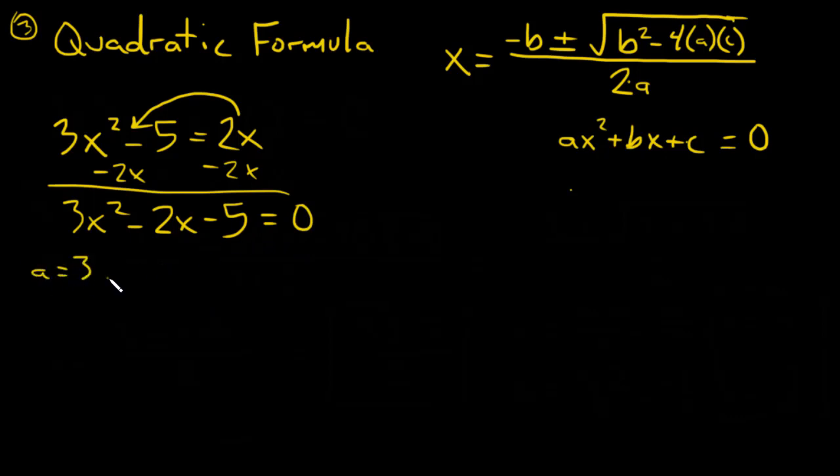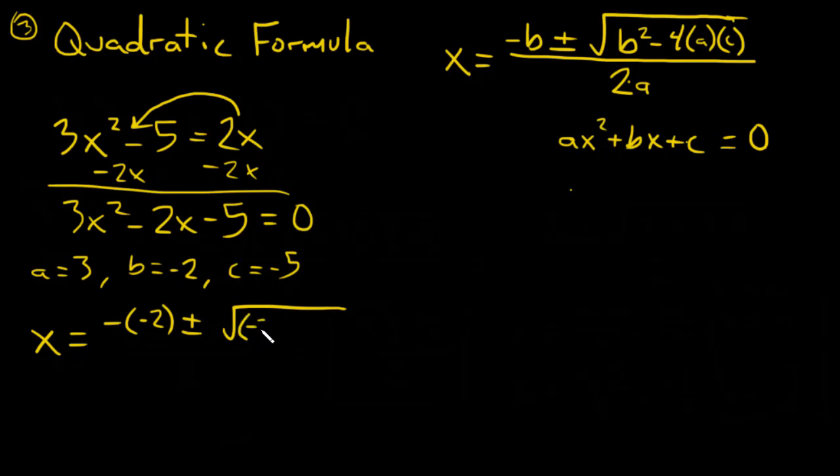A equals 3, B equals negative 2, C equals negative 5. I don't look at this equation anymore. I look at this and my formula. So x equals negative b, so negative 2 plus or minus square root of negative 2 squared minus 4 times a, 3 times c, negative 5. And all of that over 2 times 3.